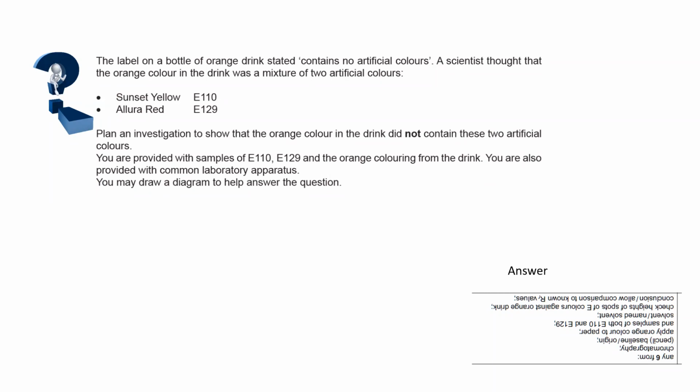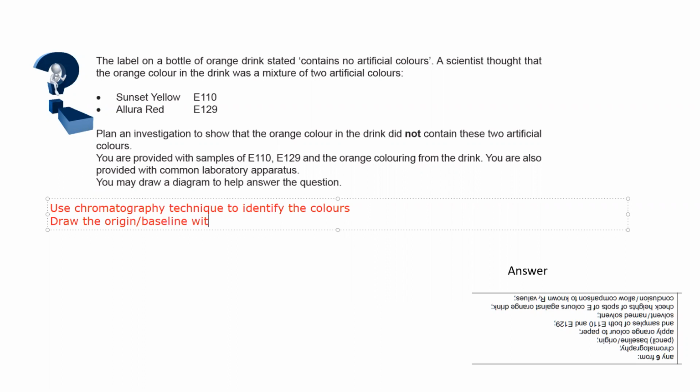Now, how do we carry out this experiment? First, we will use the chromatography technique to identify the colors. That is one thing. Then how do we carry out this technique? We will draw the origin or baseline with pencil. Because we are doing chromatography, it's better you draw at the same time. So this is a chromatogram. We drew the origin with pencil.